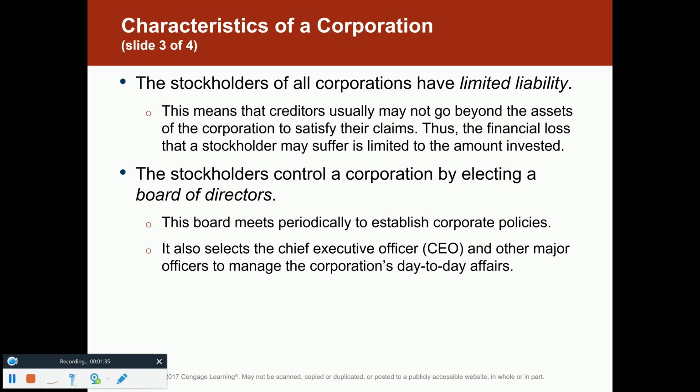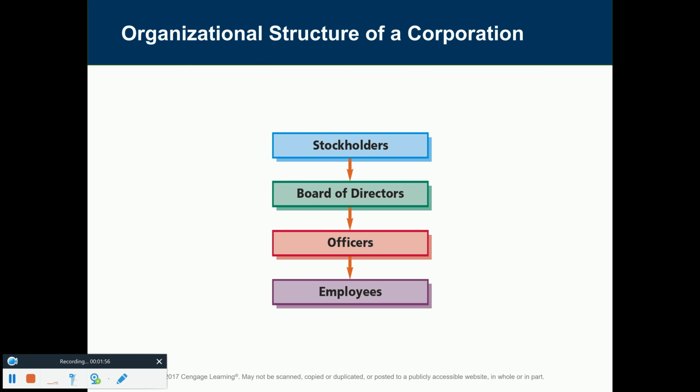Now the owners, the stockholders, they will vote to elect the board of directors. The board of directors, they basically set corporate policies. And in turn, the board of directors hires a CEO and CFO, etc., to run the day-to-day business of the corporation. So you can see the stockholders are at the top. They are the owners. They elect and they vote on the board of directors. The board of directors will then in turn hire the officers, the CEO, the CFO, etc., who in turn hire the employees to run the day-to-day business.